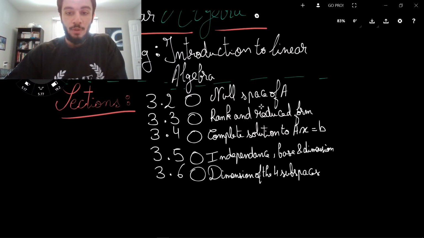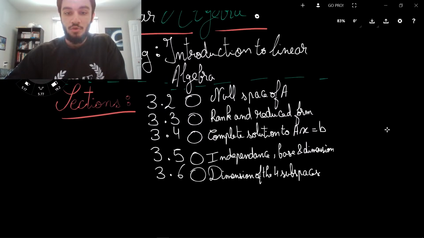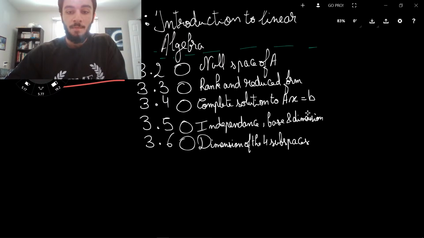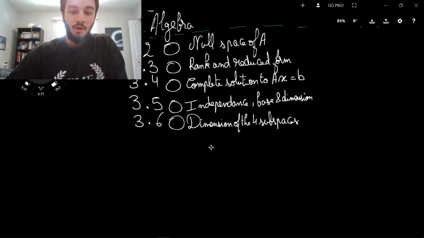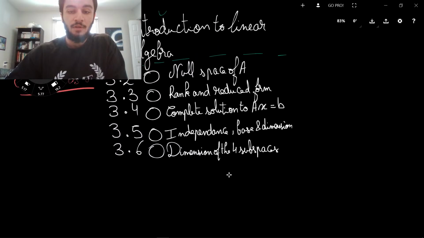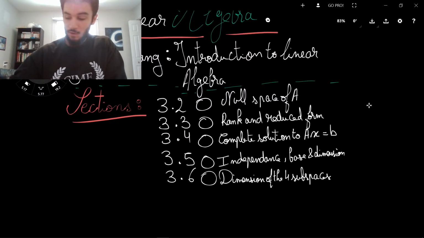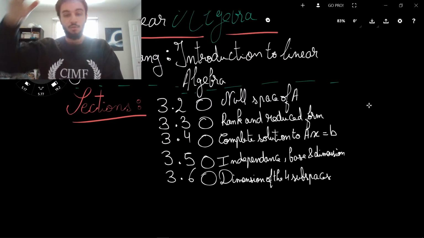We're going to look at chapter 3: null space of A, rank and reduced form, complete solution to AX equals B, A being a matrix, X and B being vectors, and then we have independence, base, and dimensions. So we're going to look at how the independence of vectors creates a base and for which dimensions. Then we are going to look at the dimensions of the four main subspaces. A lot to unpack. We have a big list of exercises to do, and we're just gonna jump right in.